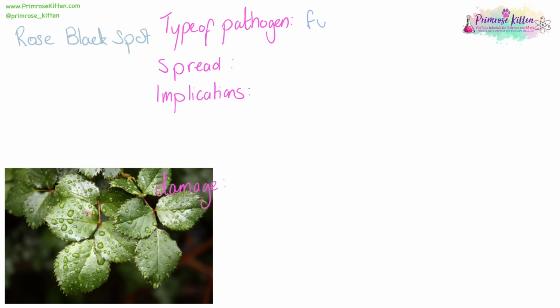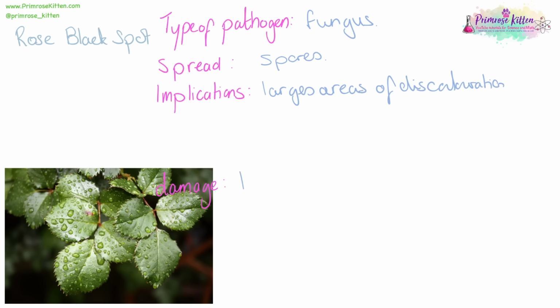Rose black spot is caused by a fungus. Fungus is spread by spores. You're going to see large areas of discoloration, which can actually lead to quite a lot of damage. It's going to be a loss of vigour. The plant's not going to be very happy because it won't be able to produce enough sugars. The leaves are going to appear black, they're going to appear yellow. They could all potentially fall off and then the plant might die.